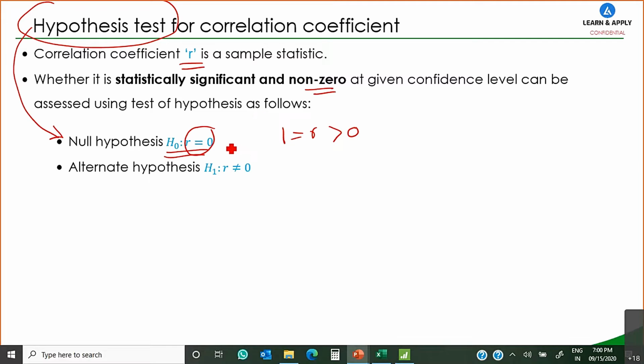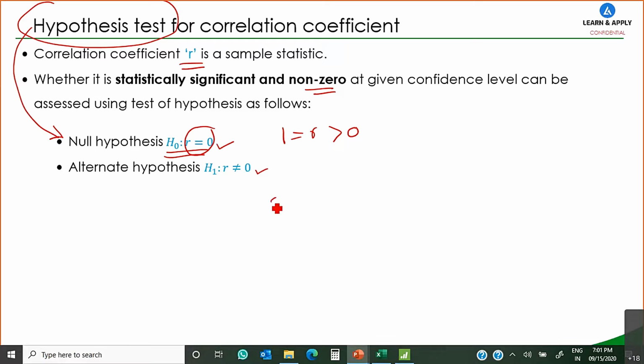So in this case, the null hypothesis is R is equal to 0, so we can say there is no relationship between the variables, and the alternative hypothesis will be R is not equal to 0. So we are going to prove that there is a relationship between the variables. These are just the simple hypothesis tests we are using in the correlation coefficient.